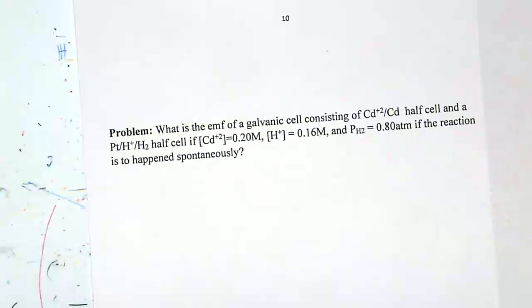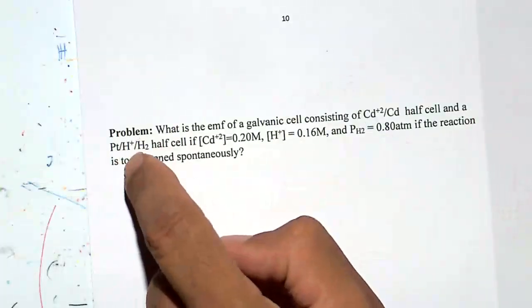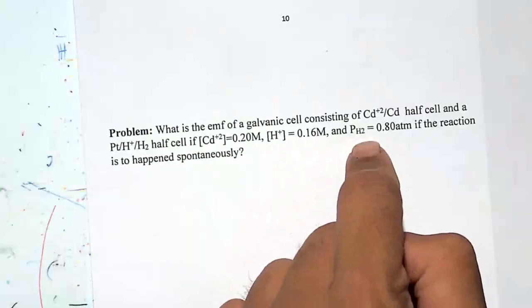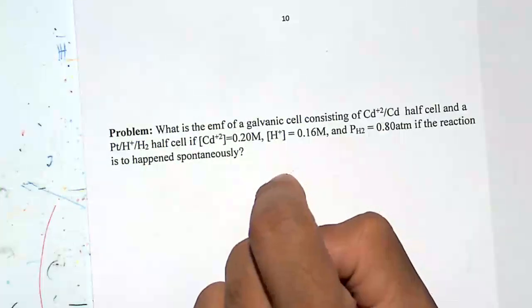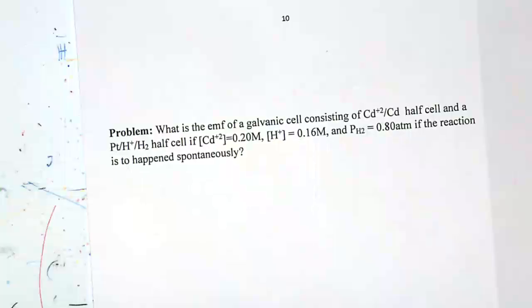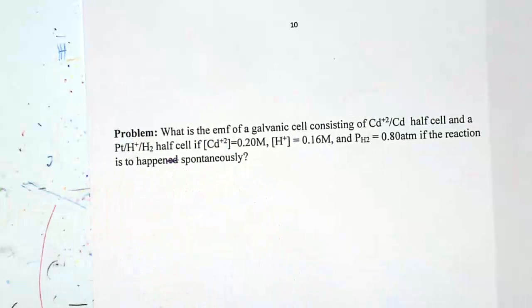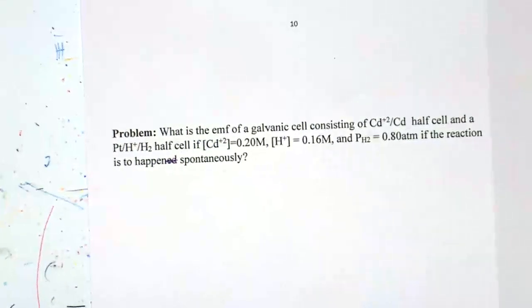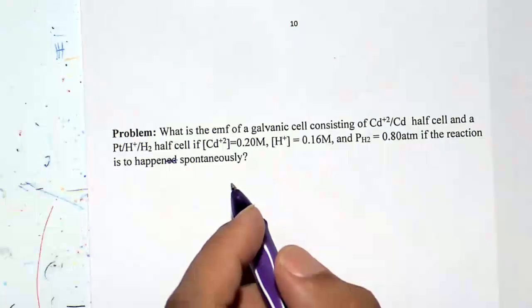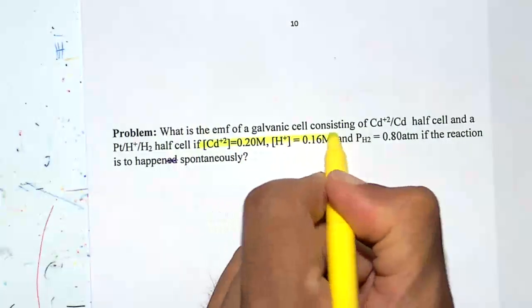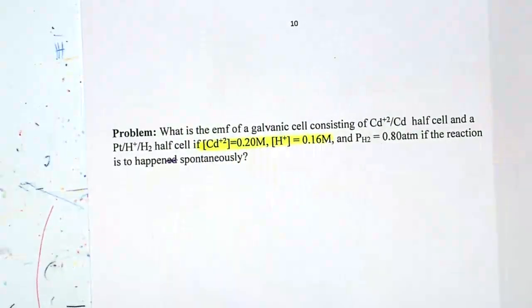All right, the EMF, electromotive force, of a galvanic cell consisting of a cadmium plus 2 cadmium half cell and a hydrogen ion, hydrogen gas half cell, if the cadmium is 0.2, the hydrogen ion is 0.16, and the pressure of the H2 gas is 0.8, if the reaction is to happen spontaneously. All right, so let's go ahead and do this problem. Are we in standard state? No. Standard state means 1 molar.